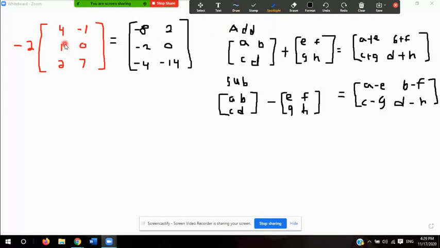Let's get the spotlight again. Negative 2 times 4, negative 8. Negative 2 times negative 1 is positive 2. Negative 2 times positive 1 is negative 2. Negative 2 times 0 is 0. Negative 2 times 2 is negative 4. And negative 2 times 7 is negative 14. So the resulting answer for that matrix is negative 8, 2, negative 2, 0, negative 4, and negative 14.